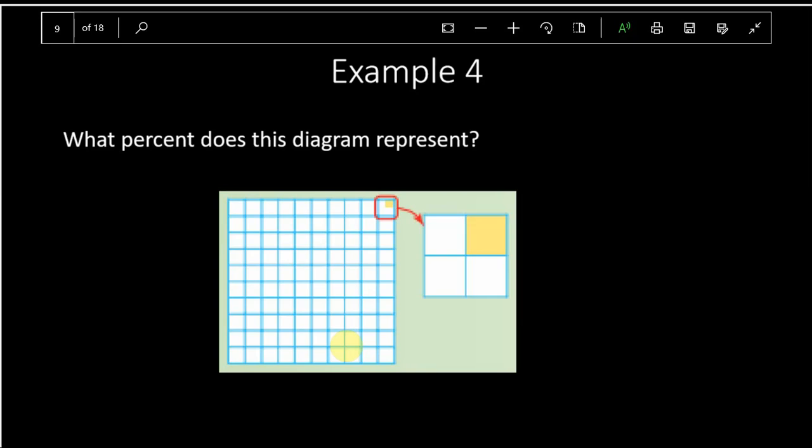So what this enlarged box here represents is a fractional percent. It's split up into 4 even parts, and only one of them is shaded in. So the percent that that's going to represent is 1/4%, or 1/4 of a percent.